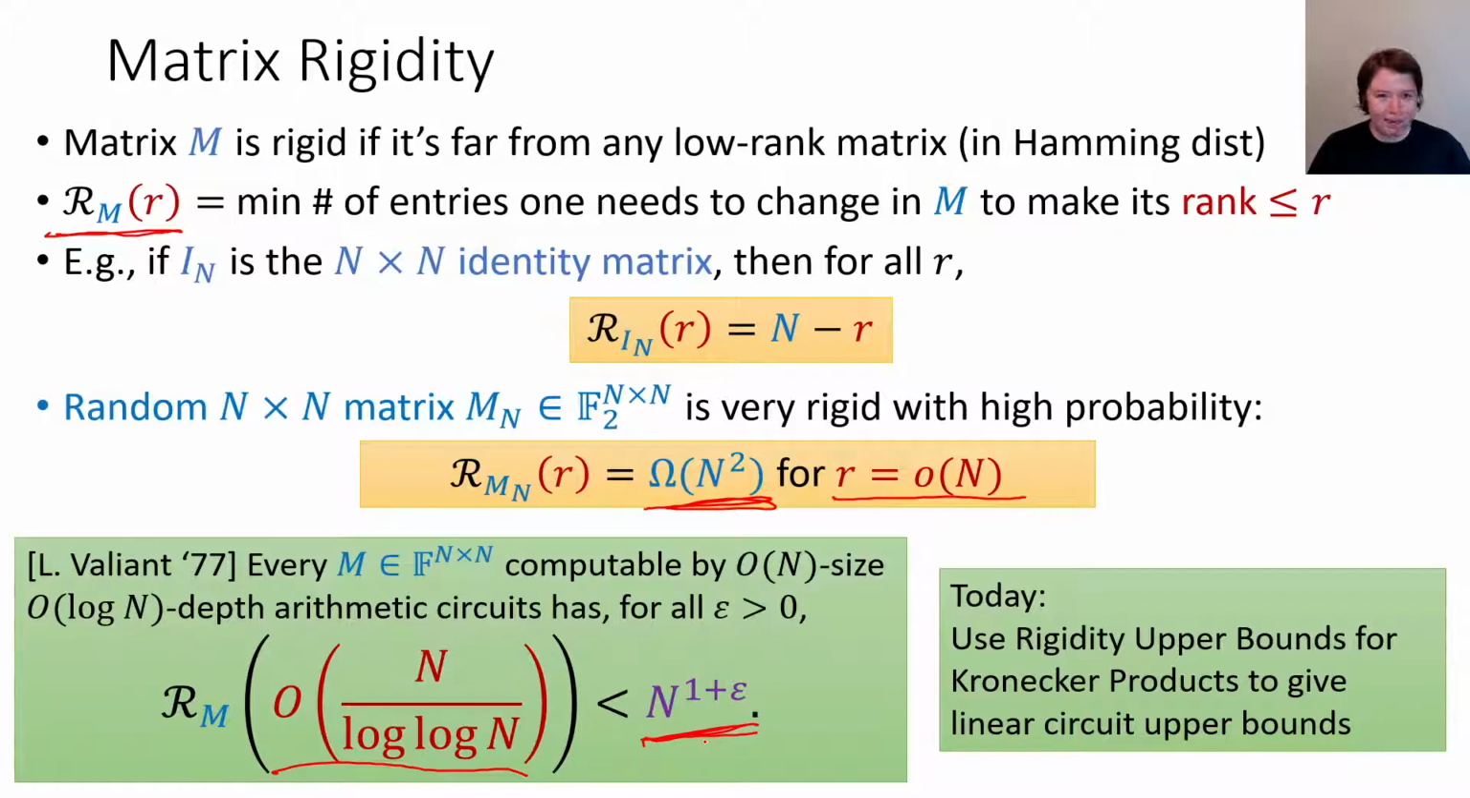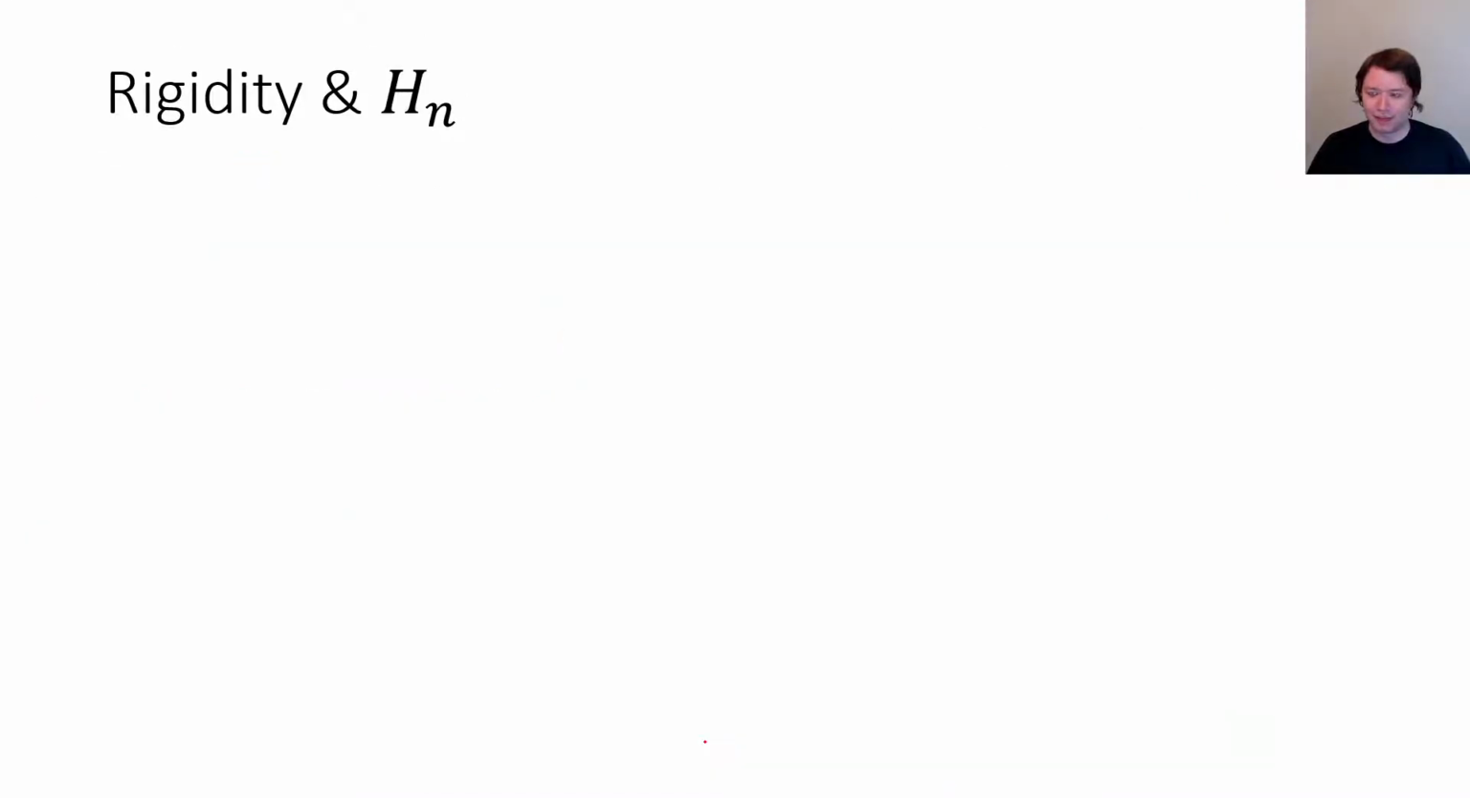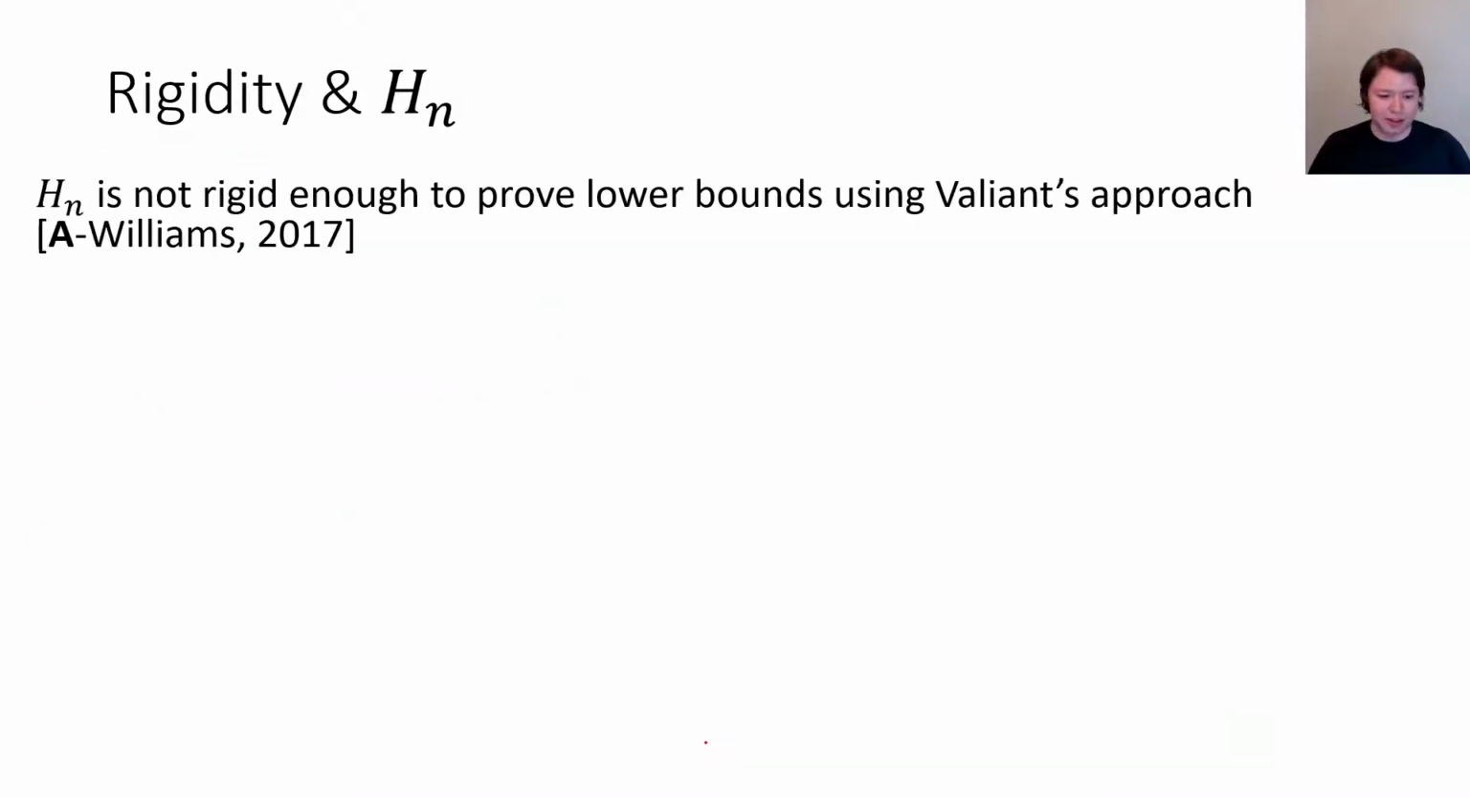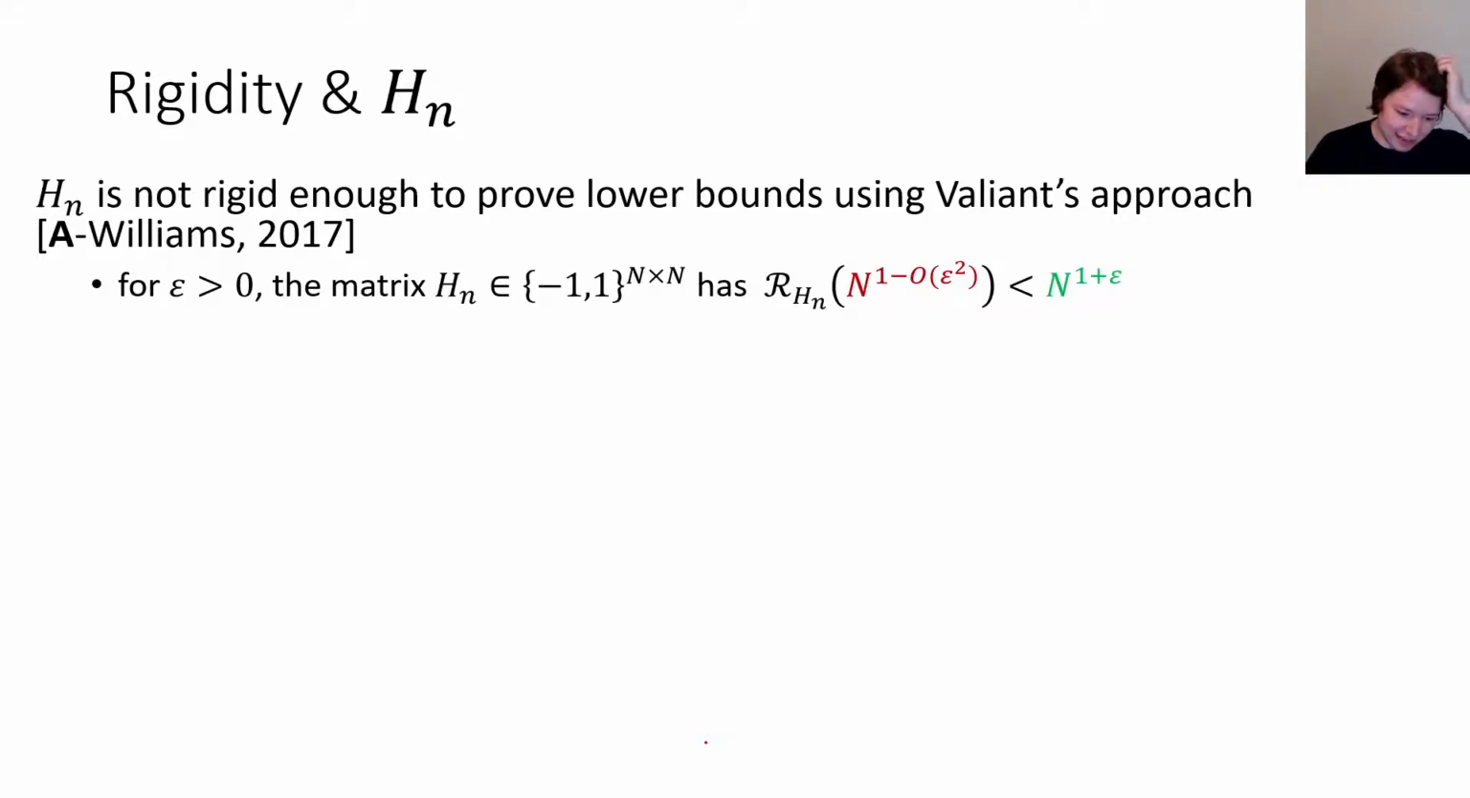Okay, so what do we know about rigidity of the Walsh-Hadamard transform? In joint work with Ryan Williams a few years ago, we showed that the Walsh-Hadamard transform is actually not rigid enough to prove lower bounds using Valiant's approach. We showed that for any epsilon, you can change n to the 1 plus epsilon entries of the matrix to make its rank go all the way down to n to the 1 minus about epsilon squared.